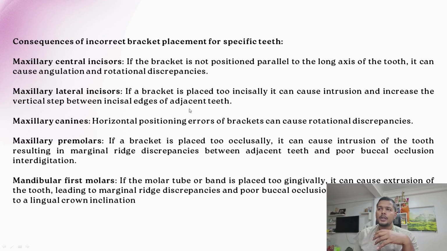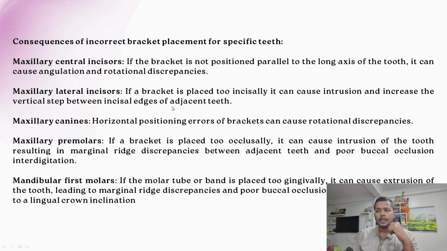Okay, so the consequences of incorrect bracket placement for specific teeth. For the maxillary central incisor, if the bracket is not positioned parallel to the long axis of the tooth, it can cause angulation and rotational discrepancy. For the maxillary lateral incisor, if the bracket is placed too incisally, it can cause intrusion and increase the vertical step between the incisor edge and the adjacent teeth. For the maxillary canines, horizontal positioning error of the bracket can cause rotational discrepancy. And for the maxillary premolars, if a bracket is placed too occlusally, it can cause intrusion of the tooth and result in a marginal ridge discrepancy between the adjacent teeth and poor buccal occlusion interdigitation.